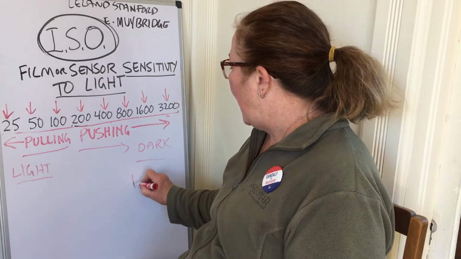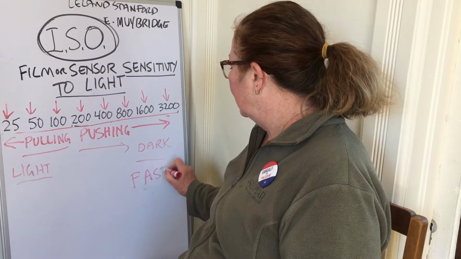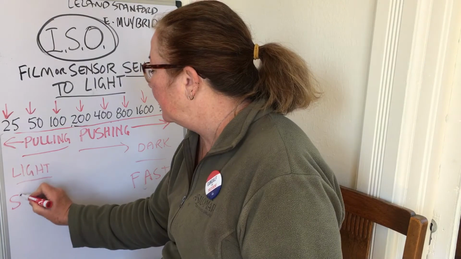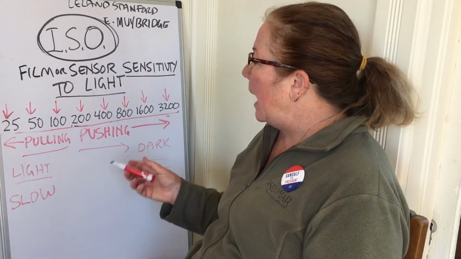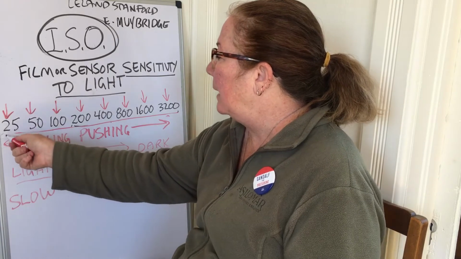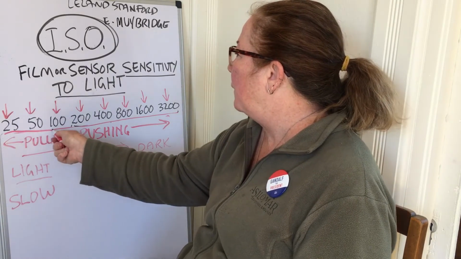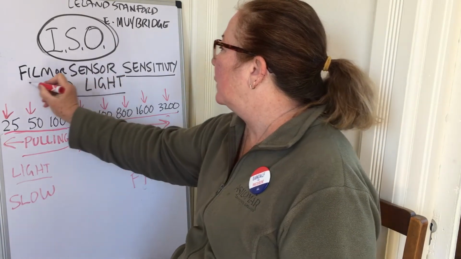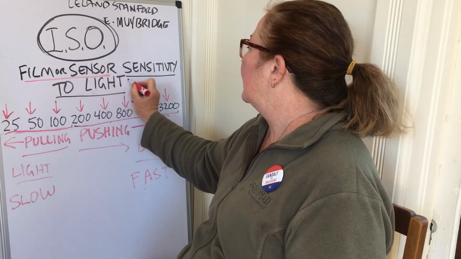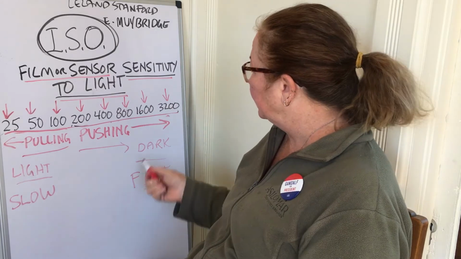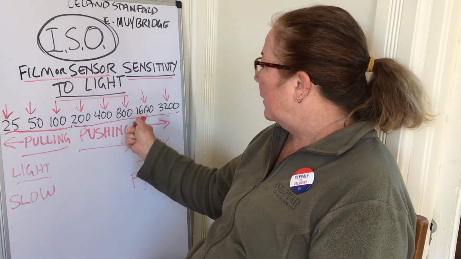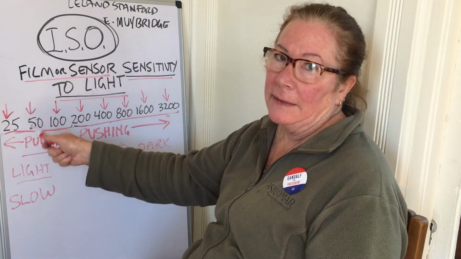Right, remember, fast, slow. So this is the aperture, and like I said, these numbers represent your film's or your sensor's sensitivity to light. Very sensitive, not as sensitive.